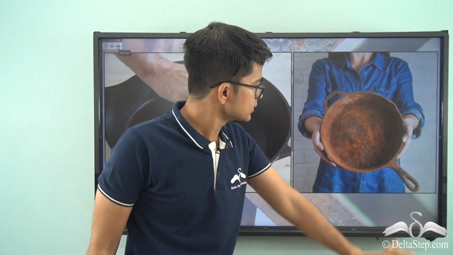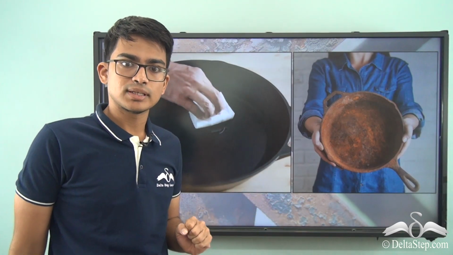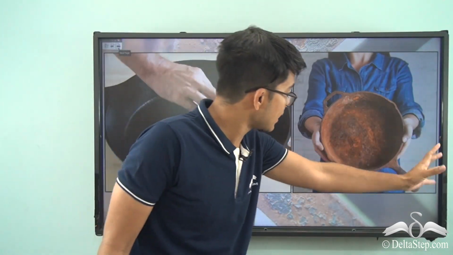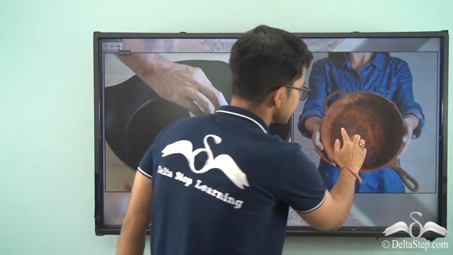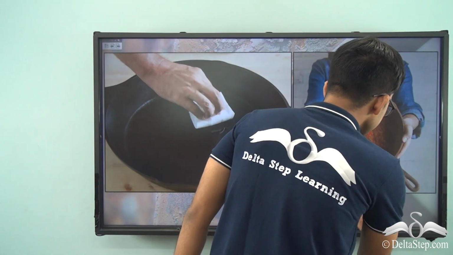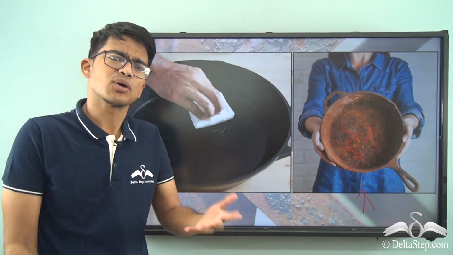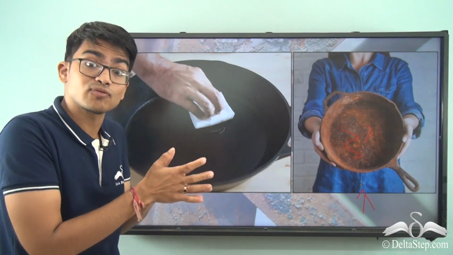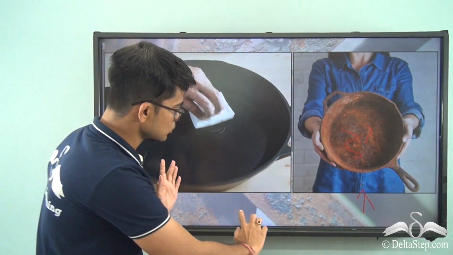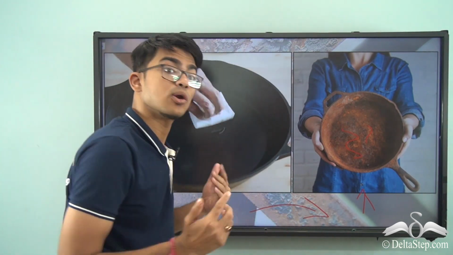after some time, this becomes the situation. The same iron pan becomes like this. You can see brown stains all over it. And this happens after a long period of time. It's not like it happens in a month or 2 months or a year even. It takes a lot of time from this to this. The transformation takes a lot of time.